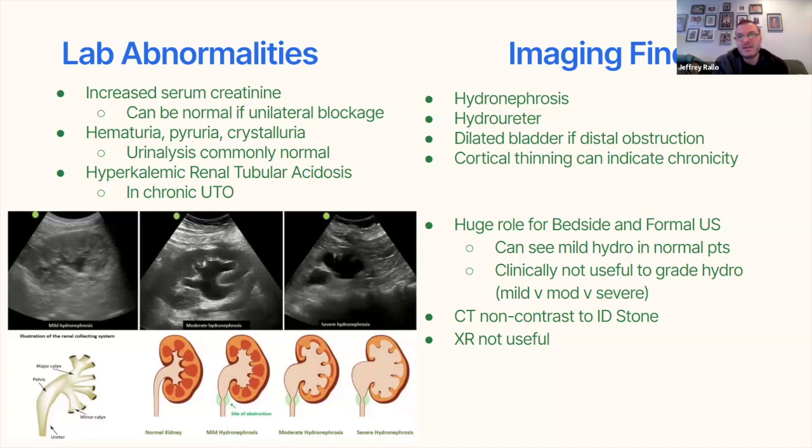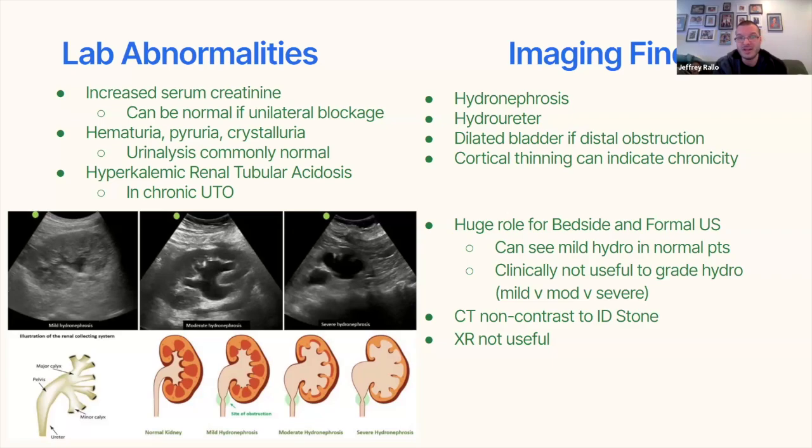And then imaging findings, a lot of this is very helpful with bedside ultrasound. You want to see hydronephrosis and hydroureter. And then if the obstruction is distal enough, it will also back up. You can see some dilated bladder, enlarged bladder, all on bedside ultrasound, which you guys are very good at.